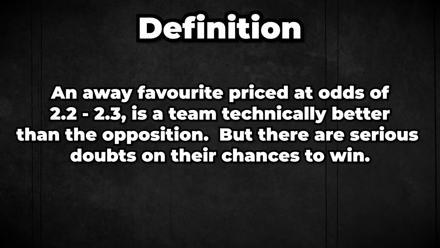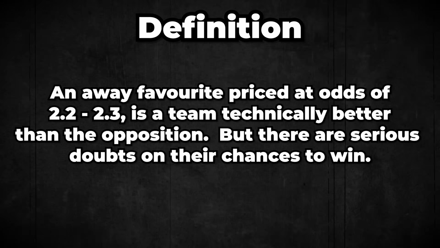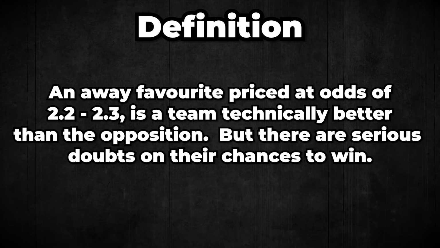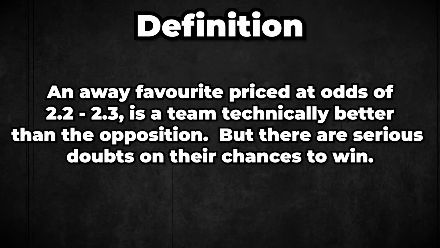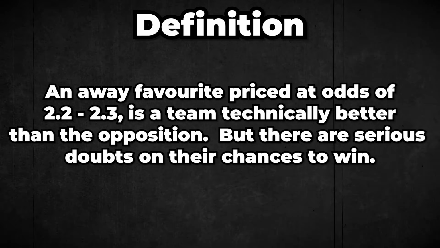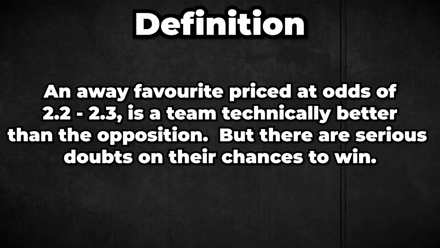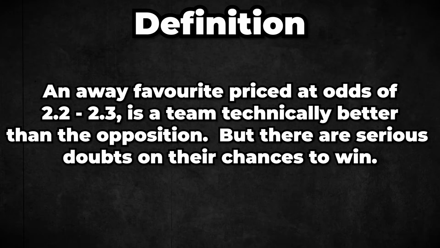Looking at the reference games that we have gathered, we can now begin to build a picture to see if it was justifiable for Napoli to be at the odds that they were for this game. From my initial analysis using the reference games, I'm defining an away favourite, odds of between 2.2 and 2.3, as a technically better team than the opposition, but with a serious doubt on their chances of winning the game. And I want to either disprove or prove that Napoli fit this definition.